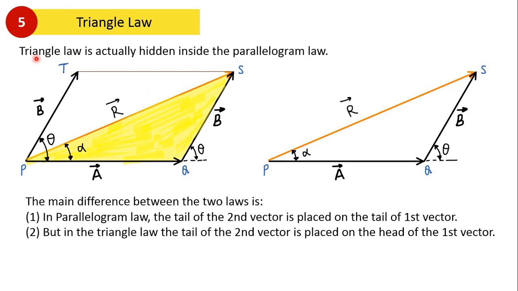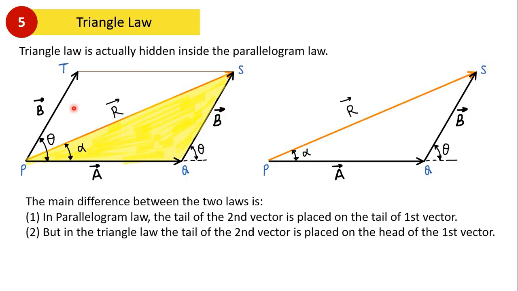A very important secret of the triangle law is that it is actually hidden inside the parallelogram law. If you compare the parallelogram figure with the triangle, you will see that the diagonal of the parallelogram, the resultant vector, divides the parallelogram into two triangles, and the lower triangle is exactly the same figure as the triangle law of vector addition. As you saw just now, vector A is given and the tail of vector B is put on the head of vector A, and then the third side becomes the resultant.